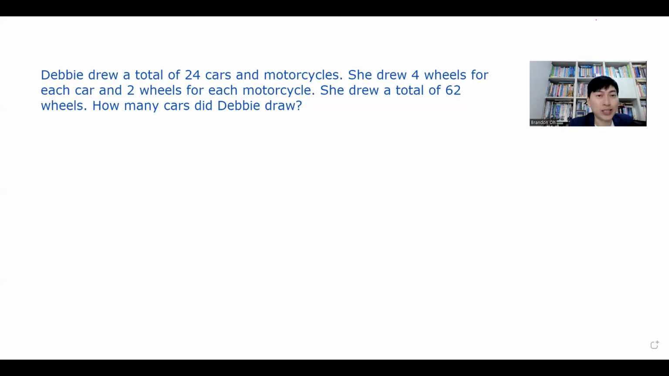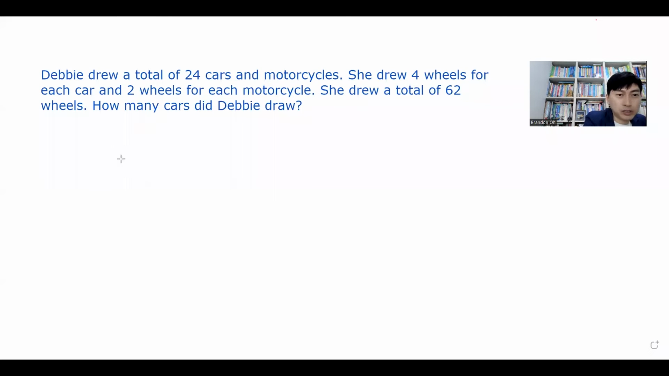That means we will assign a number, or we guess a number of cars and a number of motorcycles. Then we check if they indeed give us a total of 62 wheels. And if it does, then we have guessed the correct numbers. All right. Now, what about the working? Let us first do this.